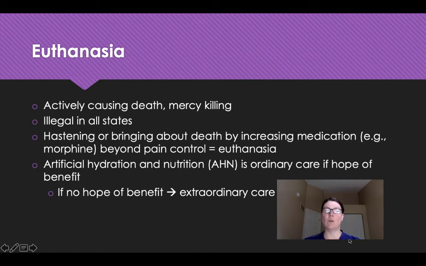So if you were a physician and you gave a patient 40 times the normal dose of morphine to kill them, in the instance of a mercy killing, that would be considered euthanasia, but it would also be considered illegal in most states. There are some physician-assisted suicide options, which we'll talk about, but generally it is considered illegal.